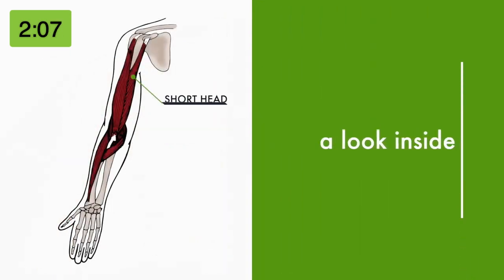Pain will be present inside your arm if there's a problem with the short head. If there's a problem with the long head, typically the pain will run over the shoulder.